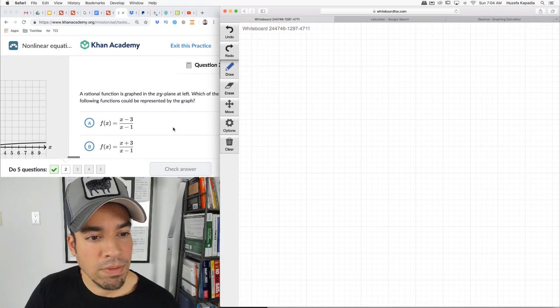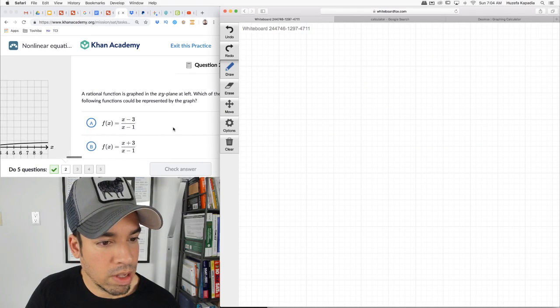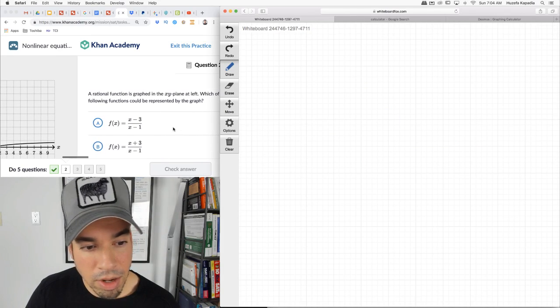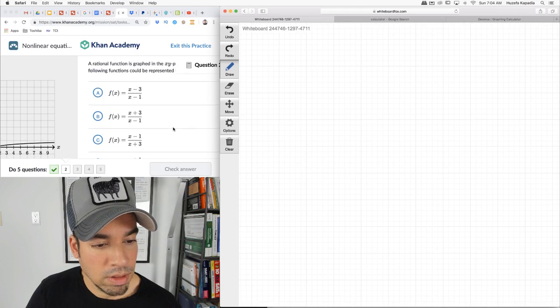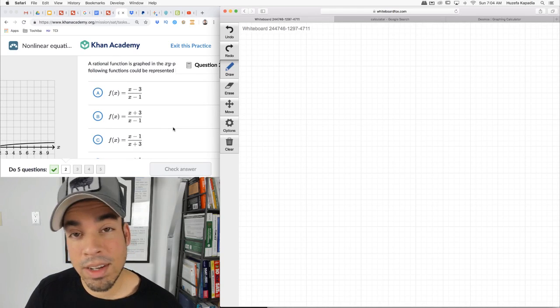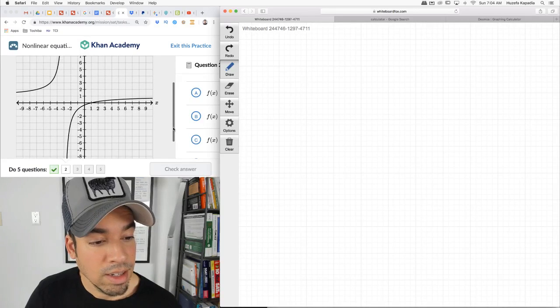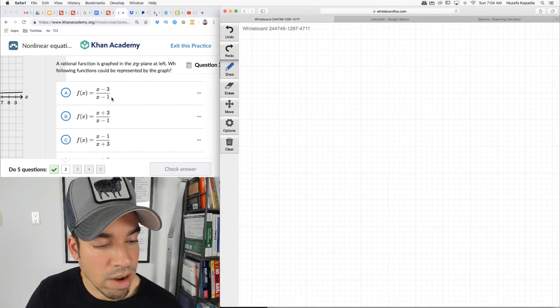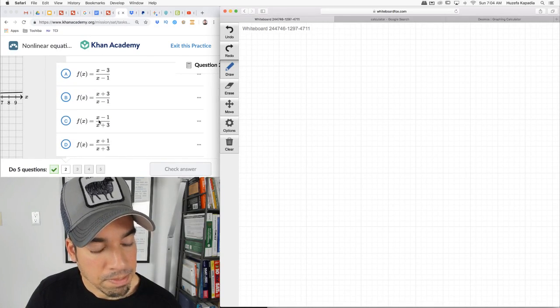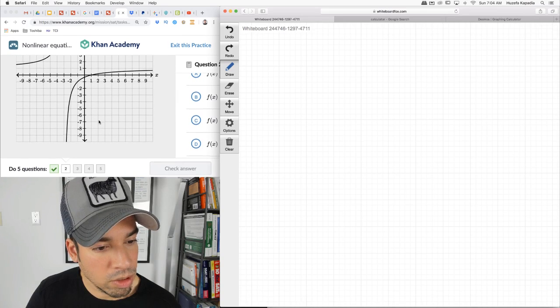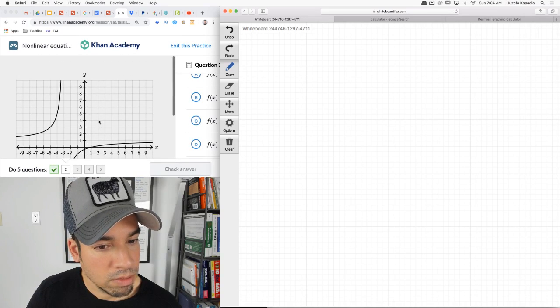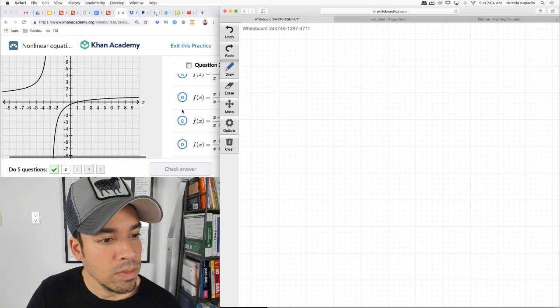Next, a rational function is graphed. Which of the following functions could be represented by the graph? Wow. Like I said many times, I've never seen anything like this on the SAT, where you're trying to figure out what graph matches up to one of these functions, because it's a little bit more advanced.